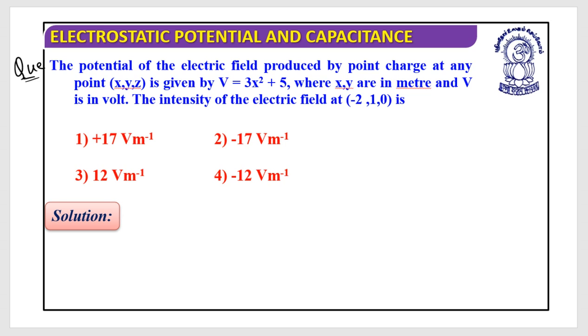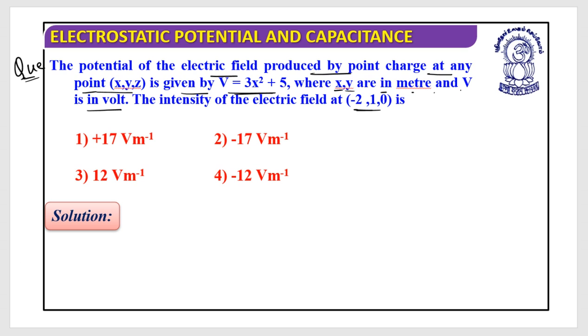What the data says: the potential of an electric field produced by a point charge at any point x, y, z is given by V equals 3x square plus 5, where x and y are in meter and V is in volt. The intensity of the electric field. You have been given the potential and you need to find the electric field.